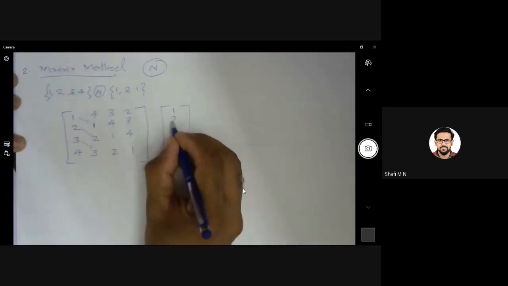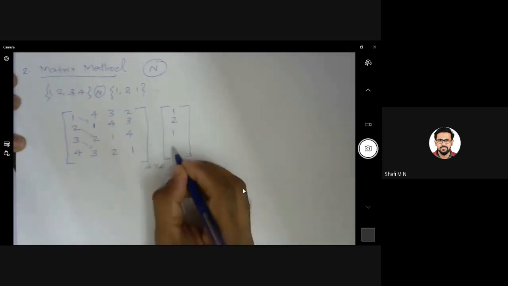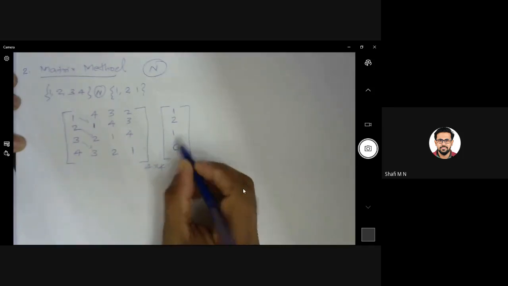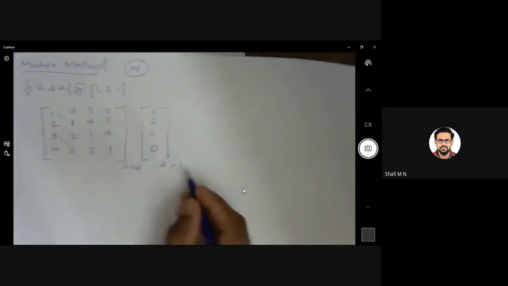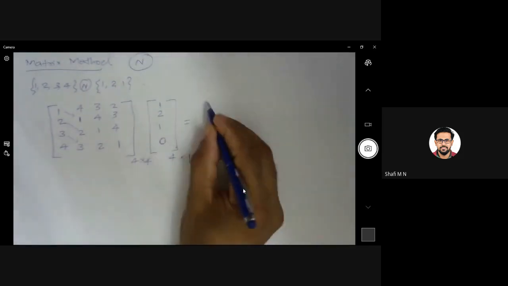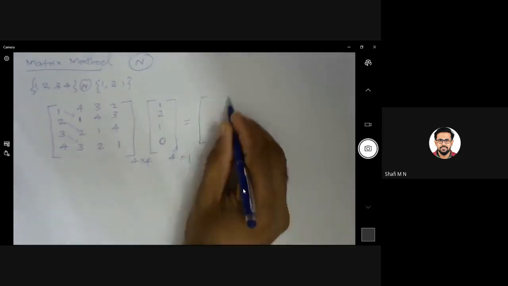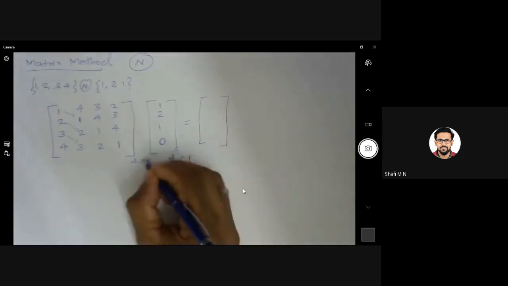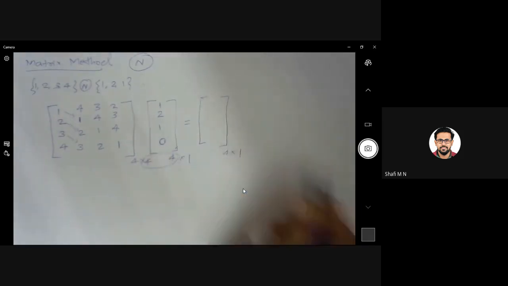So other sequence is 1, 2, 1. We have added 1, 0 to match the length. So this is 1, 2, 1, 0. Now you just multiply these two sequences. That will be a result. You find the product of these two matrices. So that will be again a 4x1 matrix.